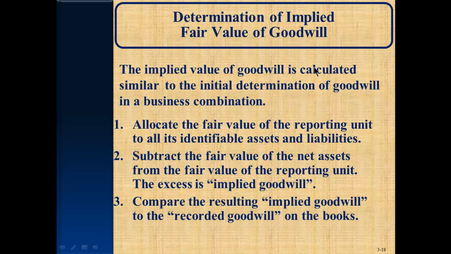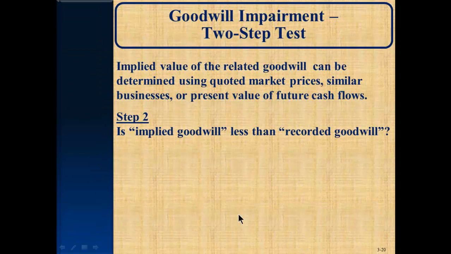So the implied value of goodwill is calculated similar to that initial determination. So what do we do? We allocate that fair value across the identified assets and liabilities, and then subtract the fair value of those net assets, assets minus liabilities, from the fair value of the reporting unit. And this is going to be what the implied goodwill is. Now, how does implied goodwill compare to the recorded goodwill that's on the books?